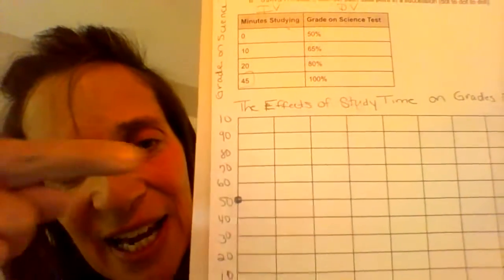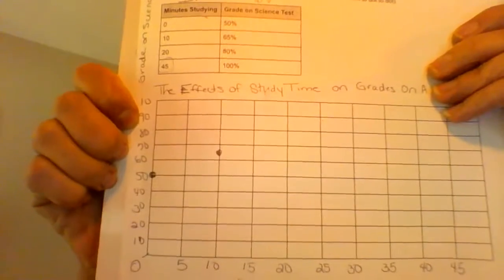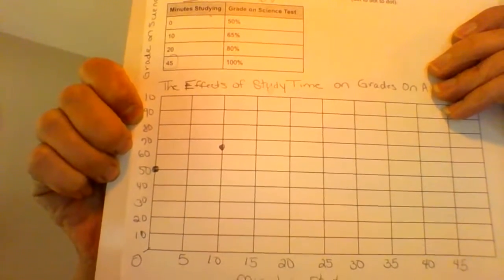Now I go over to the 10 for the next one, up to 65. So I go over to the 10, I go up to the 65, but wait. Look at the graph. I have a 60 and a 70. There's no 65. Well, I need to figure out where it's going to go. And it's going to go right in the middle of my 60 and 70, okay? So I'm going to go over to the 10 and up about halfway between 60 and 70.